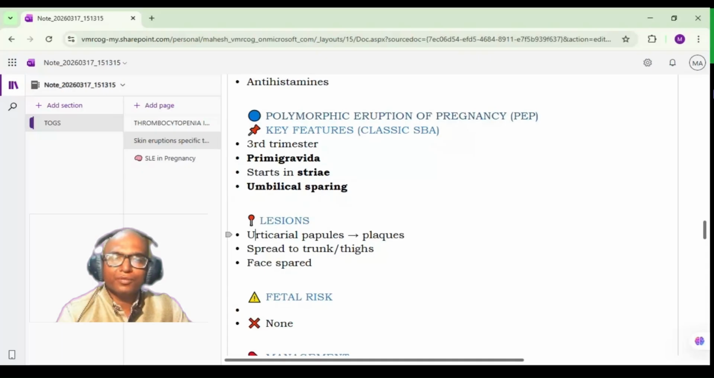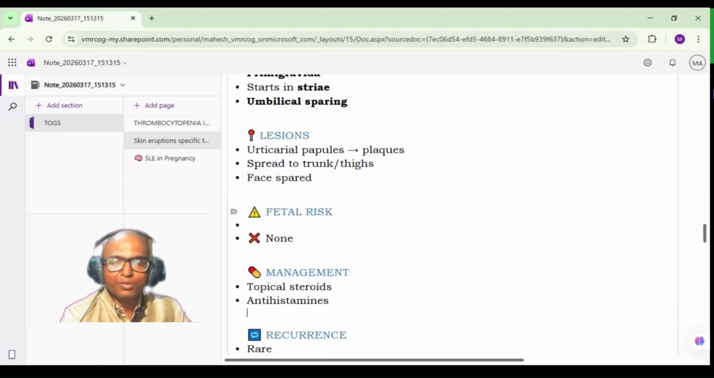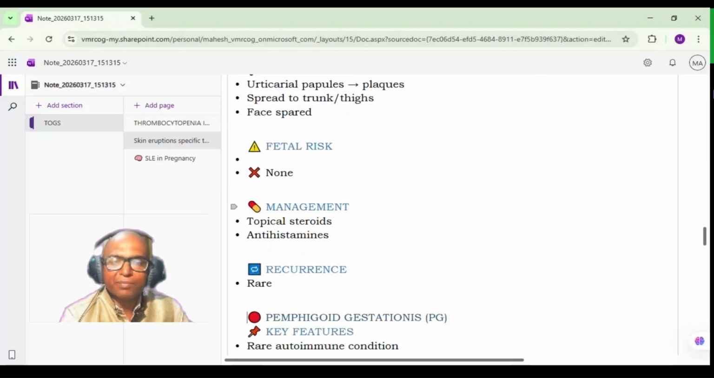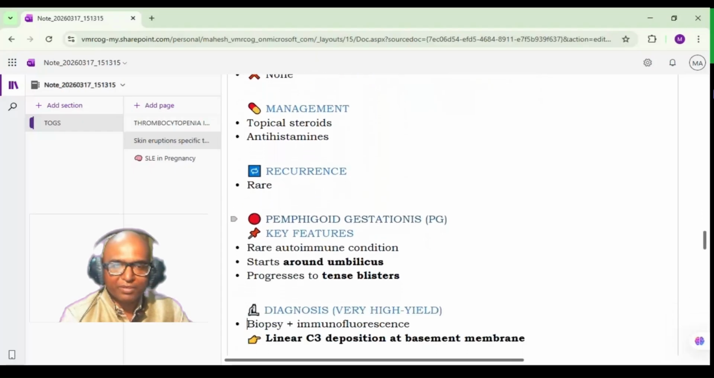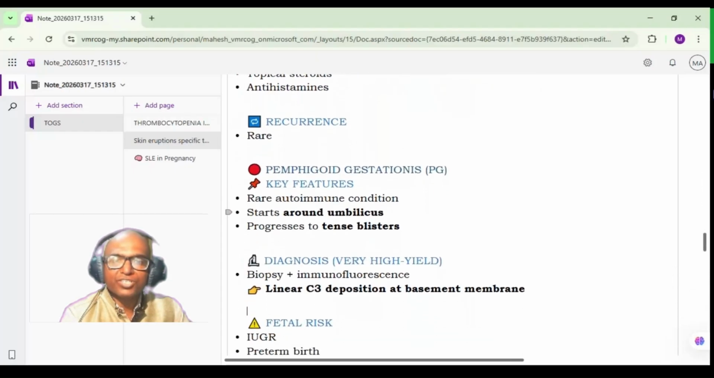So lesions will be urticarial papules, which will form plaques later on, and they will spread to the trunk and thighs. The face is spared. While in pemphigoid, the trunk and thighs will also get affected, but it will begin in the umbilical region, while here the umbilical region is spared. Fetal risk is not there in polymorphic eruption of pregnancy. Topical steroids and antihistamines are the treatment. Recurrence is not common.